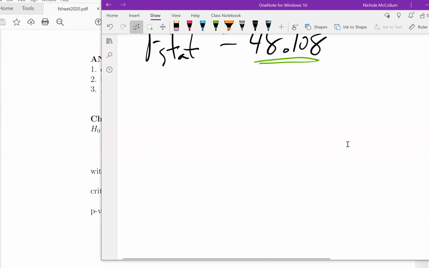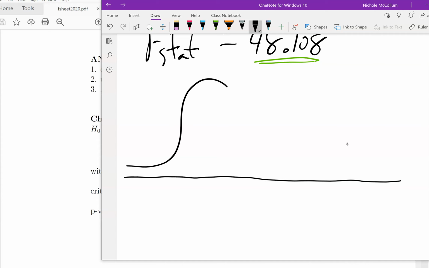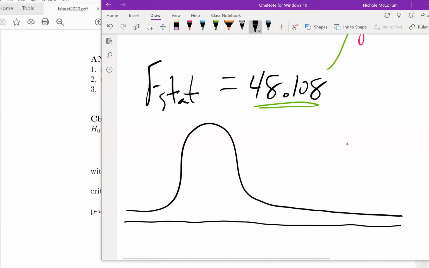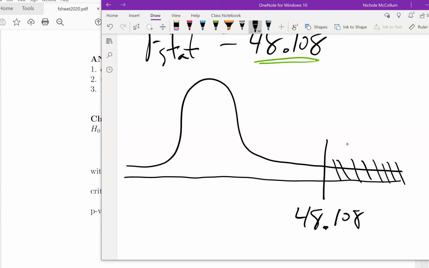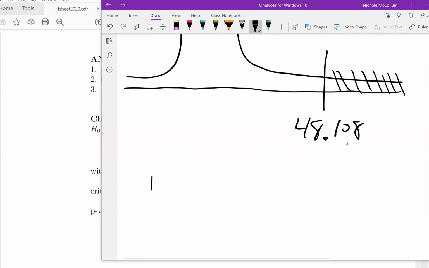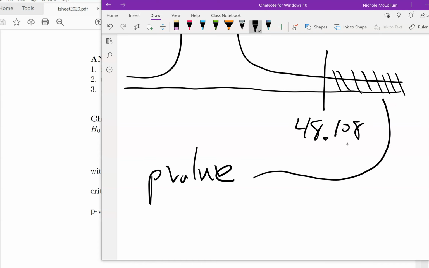Now, some of you might say, I need to know the p-value approach. Well, with the p-value approach, again, it's skewed to the right. But now, you don't take an arbitrary critical value. You take your statistic. My statistic was 48.108. And you ask the question, how much area? What is the probability we can rerun the test and get a more extreme sample? That's the p-value, the area more extreme.